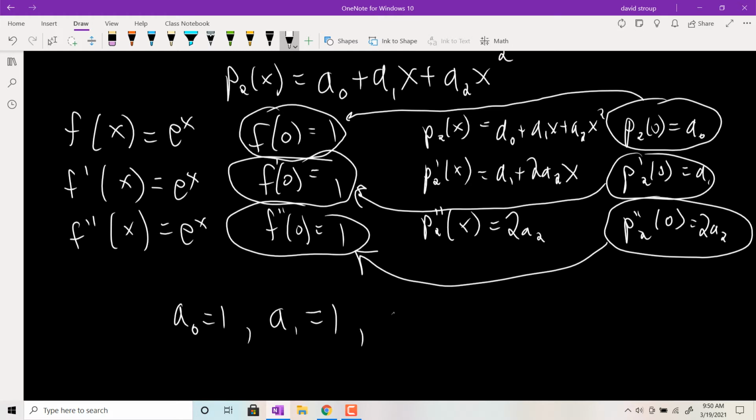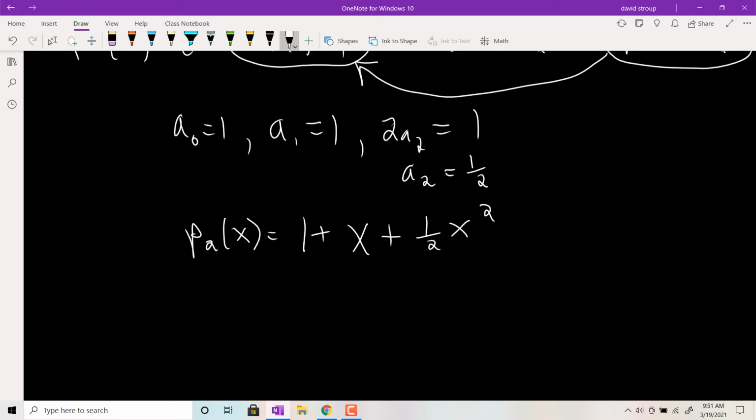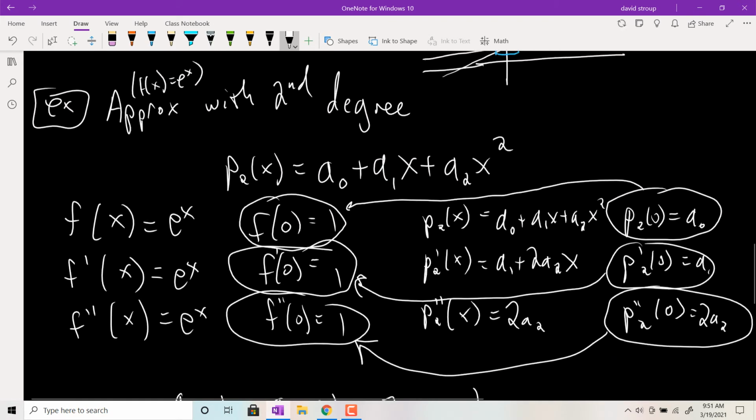But then a sub 2 is a little different, right? It's because you have 2a sub 2 equals 1. A sub 2 is what we're solving for, right? So divide both sides by 2, and a sub 2 will be 1/2. Okay, so our polynomial this time, p sub 2 of x, will be 1 plus 1 times x plus 1/2 x squared.